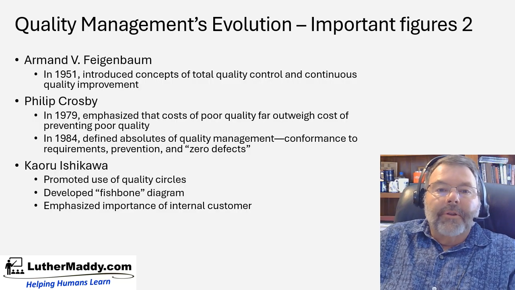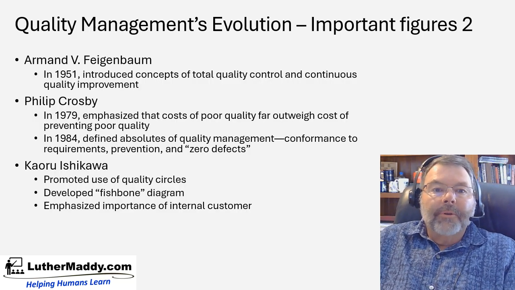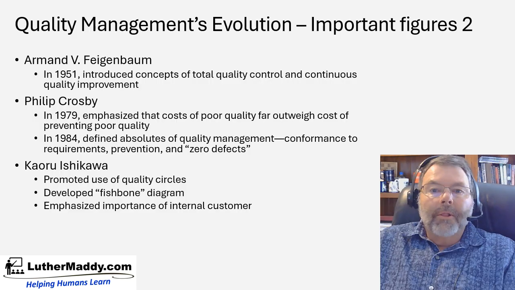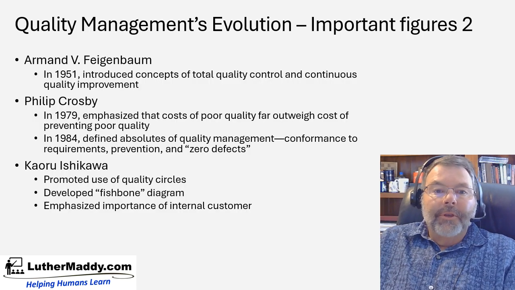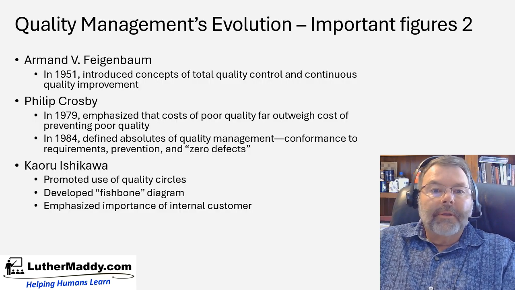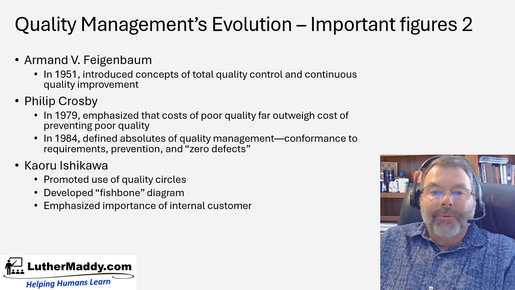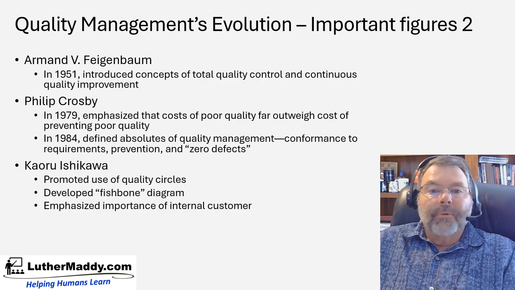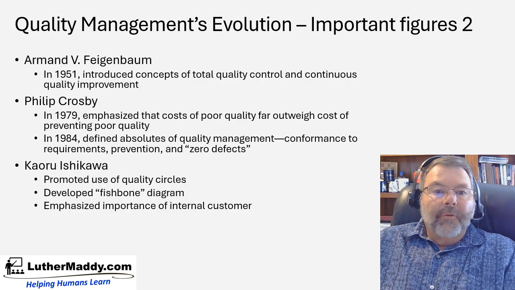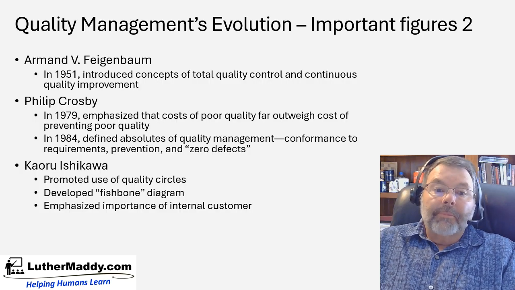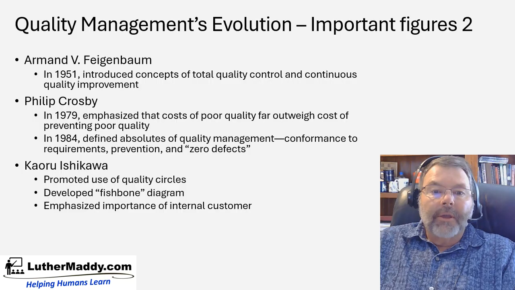All right, let's finalize our list of important figures within quality management. We have Armand Feigenbaum. In 1951, he introduced the concept of TQM, or Total Quality Management, with continuous quality improvement. Philip Crosby in '79 emphasized and helped producers to understand that the costs of poor quality outweigh the cost of preventing the poor quality. We have Kaoru Ishikawa, and he promoted quality circles. He developed the fishbone diagram that we're going to talk about here in just a second, and he emphasized the importance of internal customers.